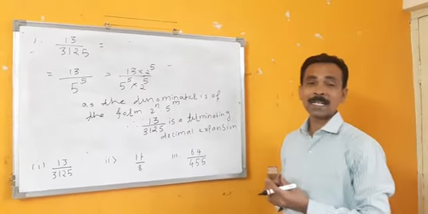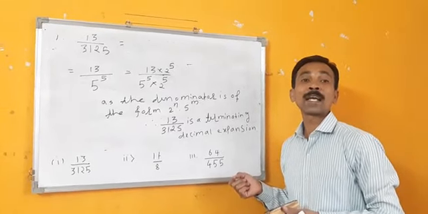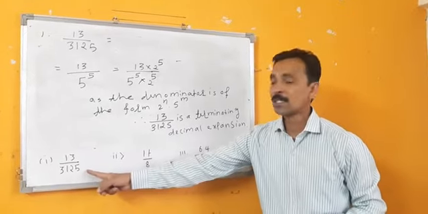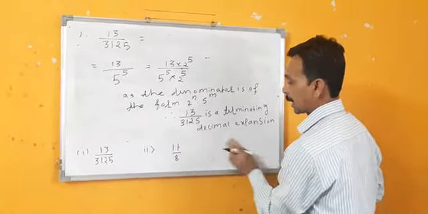Because the theorem says that it should be of the form 2 raised to n into 5 raised to n, where m and n are non-negative integers. So here the first example is a terminating decimal expansion. Let's see the second example.